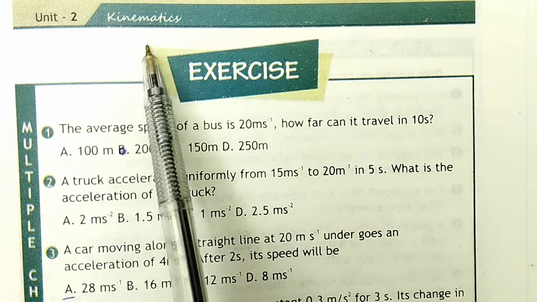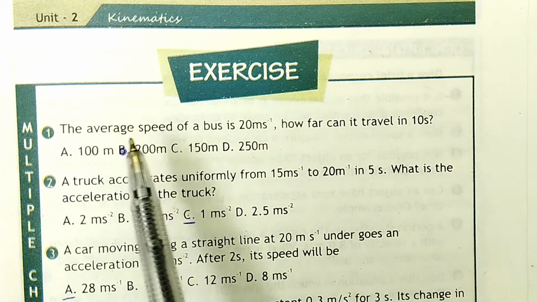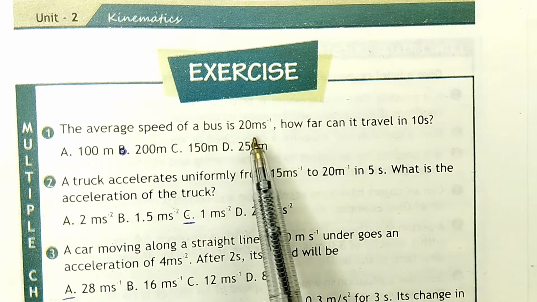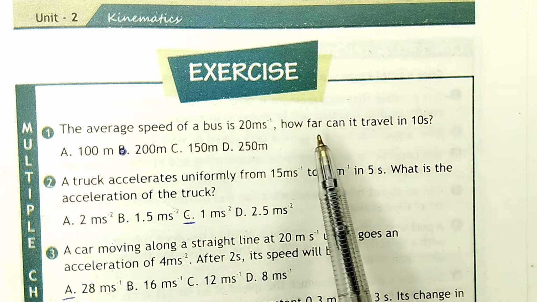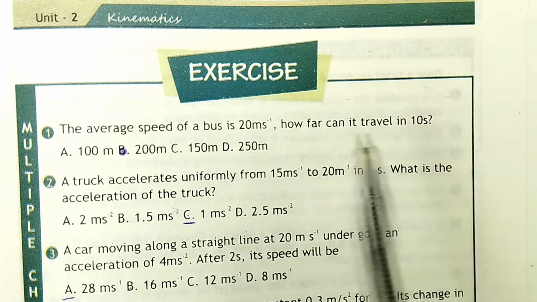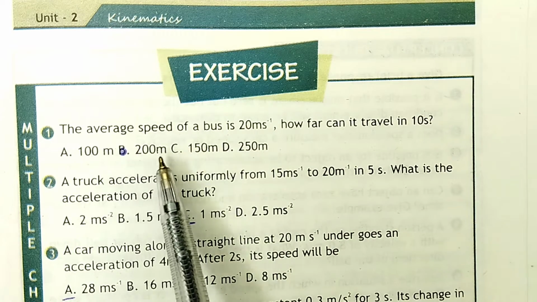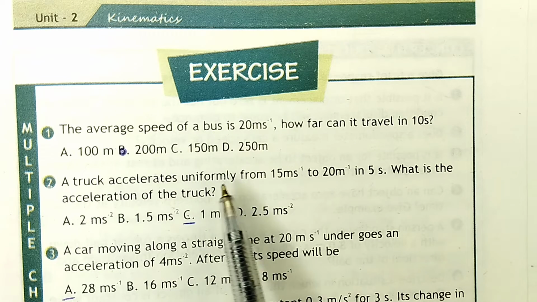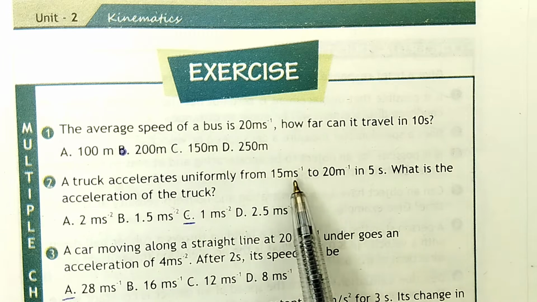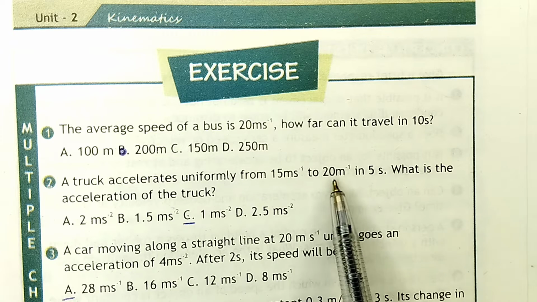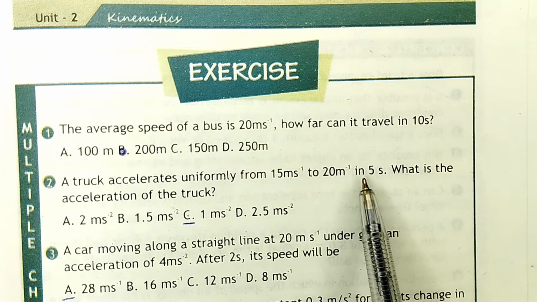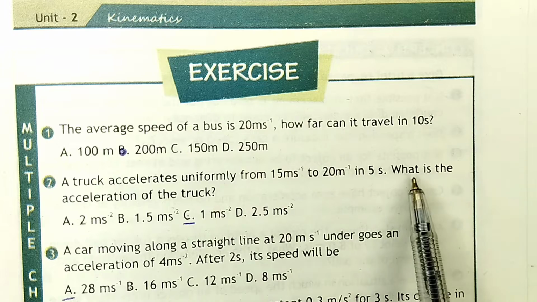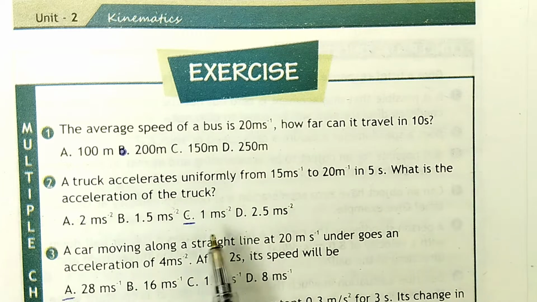Unit number 2 है kinematics. Question 1, the average speed of a bus is 20 meter per second. How far can it travel in 10 seconds? Correct option 200 meter. A truck accelerates uniformly from 15 meter per second to 20 meter per second in 5 seconds. What is the acceleration of the truck?